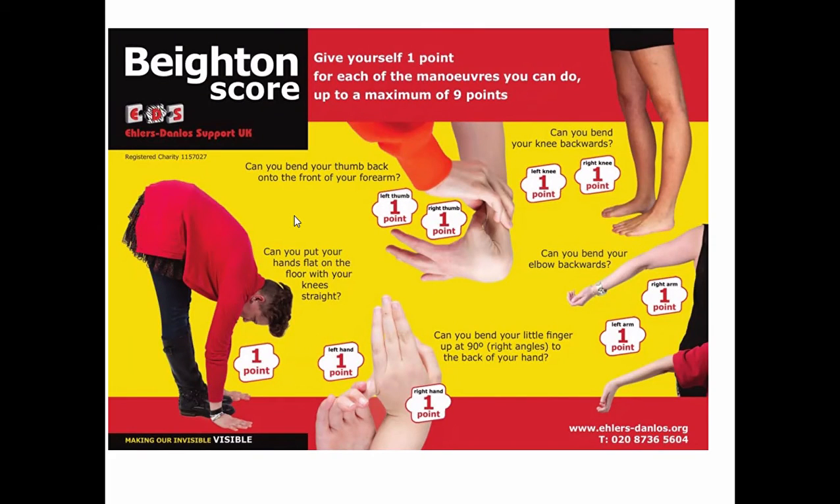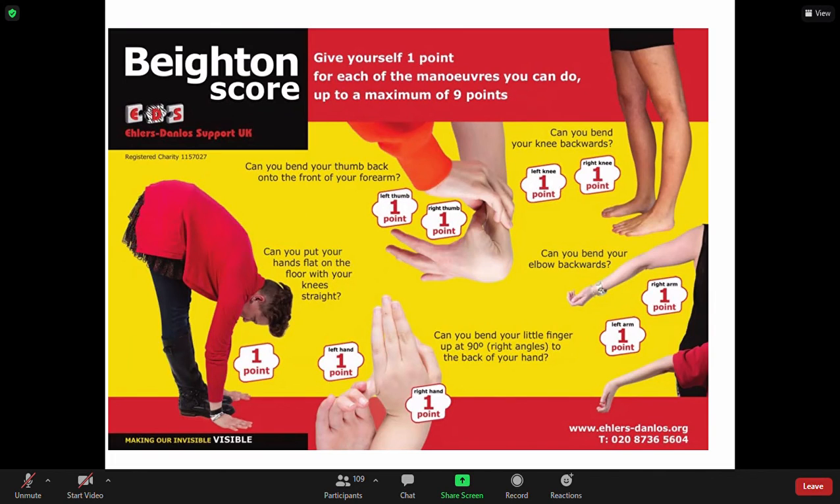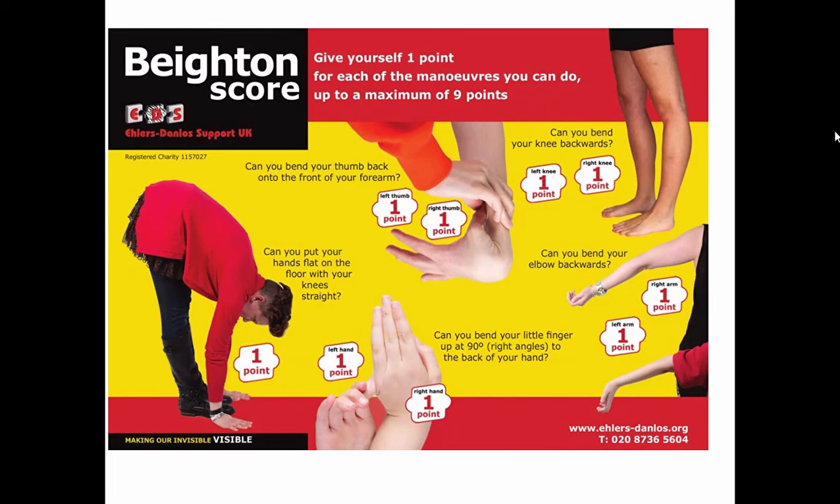So, you bend your thumb back, your right thumb, again, then your left knee, your right knee, then can you put your hands flat on the floor with knees straight? Can you bend your little finger up to 90 degrees? That's painful, right? Right hand, left hand, and then can you bend your elbow backwards? Amazing. Right arm, left arm, right?